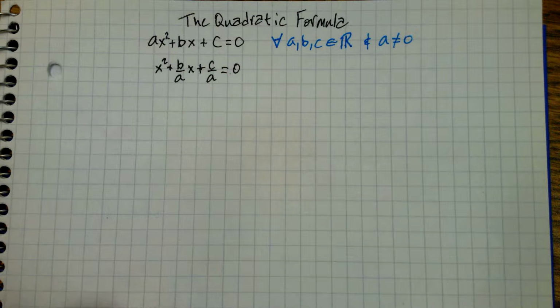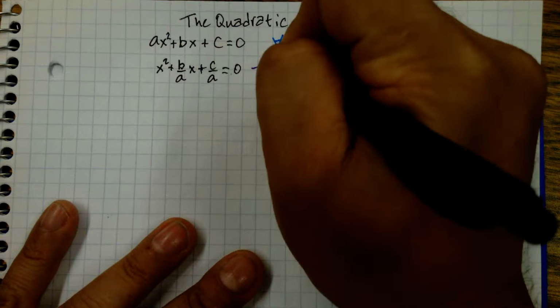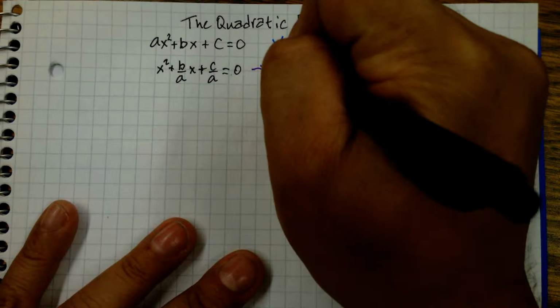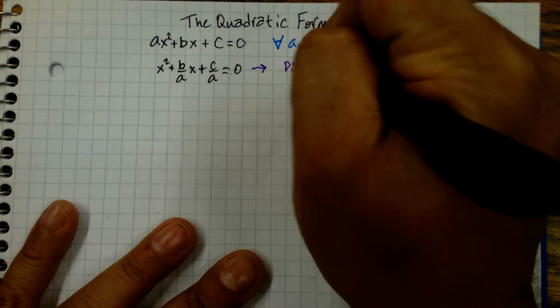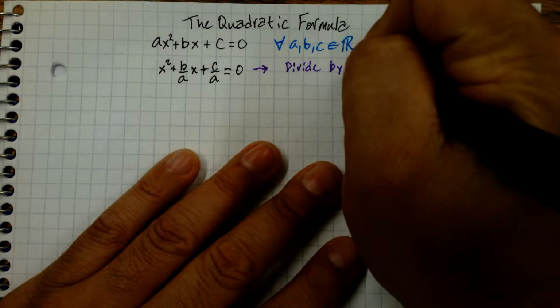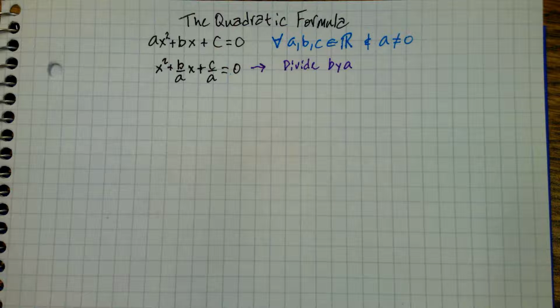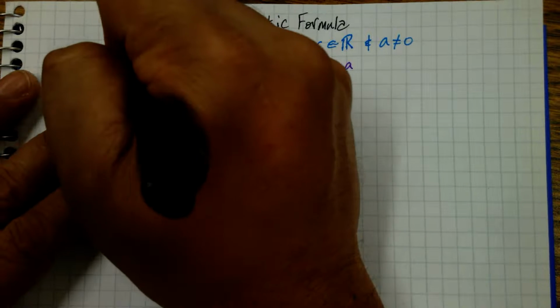And what did we do there? I'm going to just write the step over here. Divide by a. These are the steps you really want to make sure you understand. So that's the first thing we did. I guess we should number them. This is step 1.